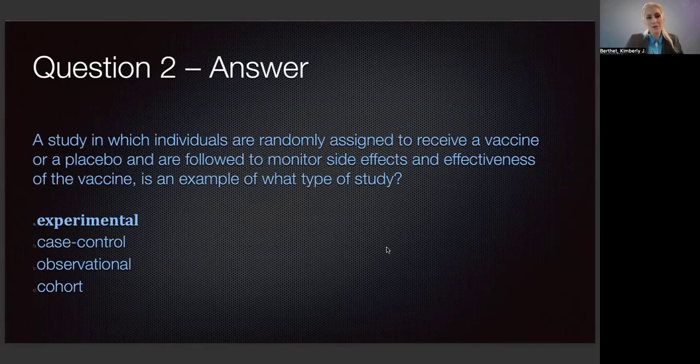So if we look back at the question here, we're using randomly assigned people that are going to be placebo versus experimental with the vaccine. We've divided this into 2 categories, and we want to monitor the effectiveness of this vaccine. So we're comparing the control group versus the experimental group. So this is what we would say is an experimental study.